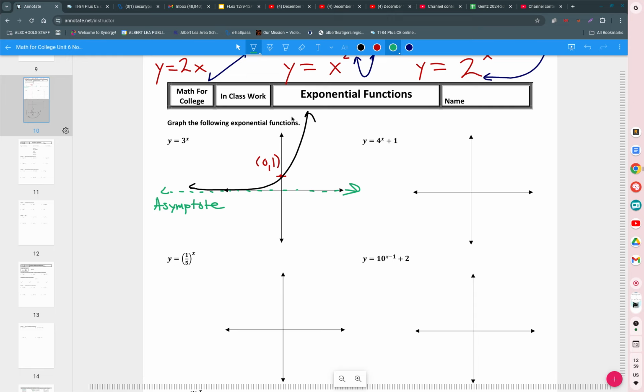An asymptote is a line that the graph approaches. So it gets really close to this off to the left-hand side. It never goes below it.